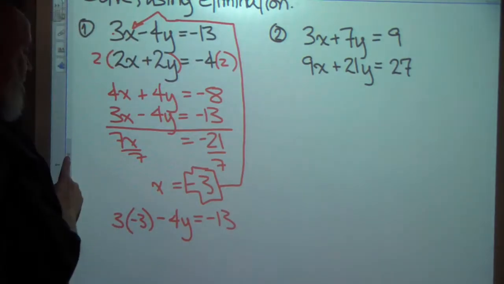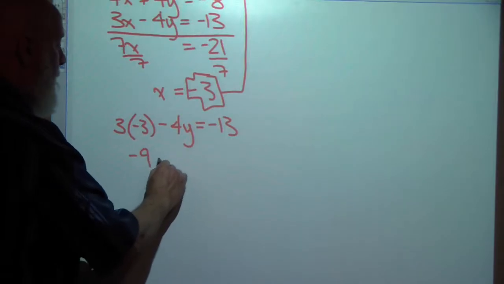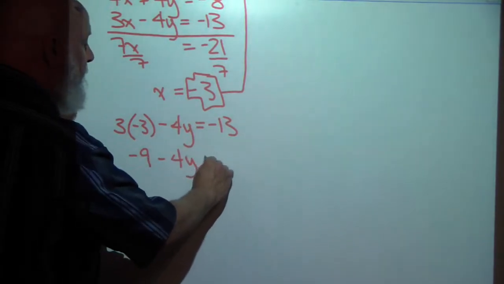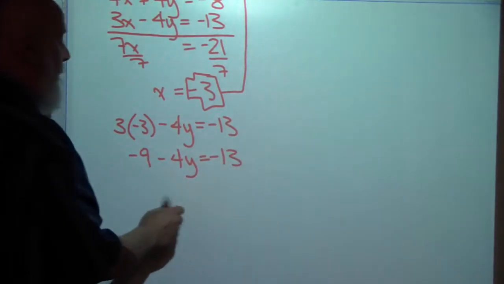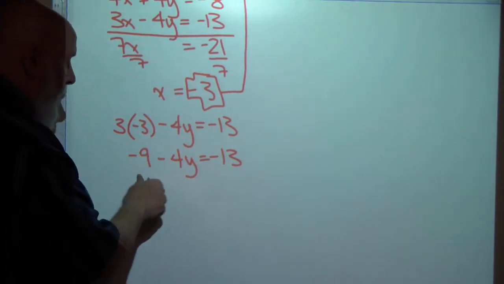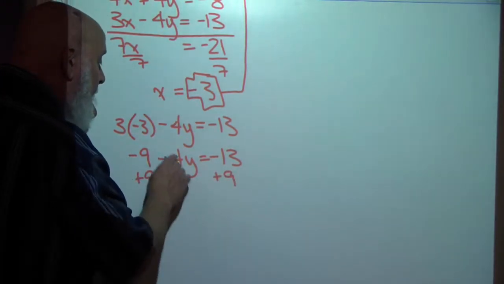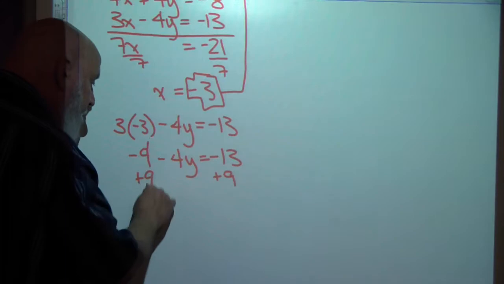And then we just do a little bit of arithmetic and solve it and we'll have our y value. This is negative 9 minus 4y is equal to negative 13. My plan is to add 9 to both sides and then divide both sides by negative 4. So I'm adding 9 to both sides. This is negative 4y, this cancels.